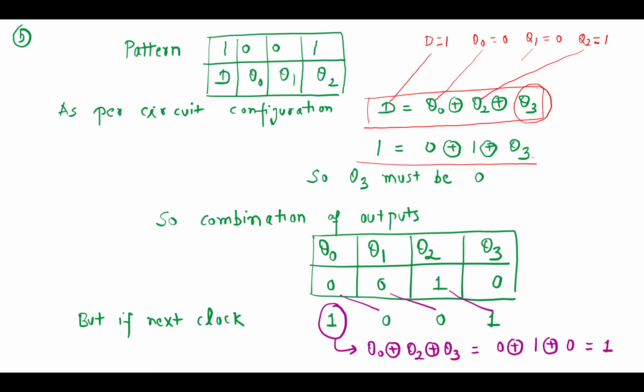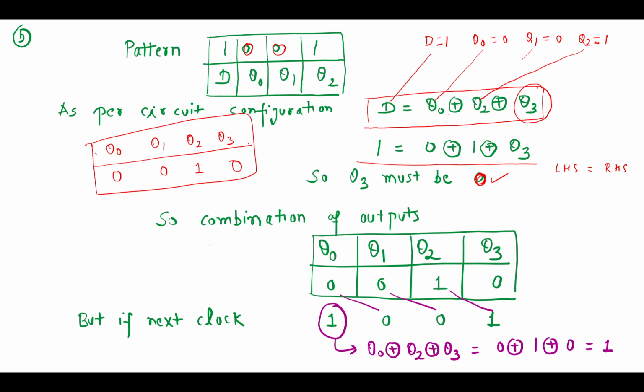In this expression, LHS must be equal to RHS. So there is only one possibility: Q3 value is 0. Ultimately we get Q3 value is 0. Now your data means the output is Q0, Q1, Q2 and Q3. Q0 we know is 0 and Q1 we also know is 0. Q2 value we know is 1, and the Q3 value we have already found here is 0. So that is the output. This data is stored in the flip-flops.